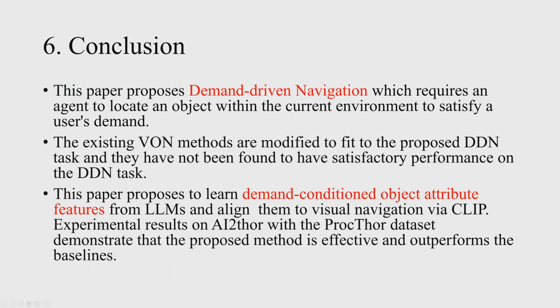In conclusion, this paper proposes demand-driven navigation, which requires an agent to locate an object within the current environment to satisfy a user's demand. The existing visual object navigation methods are modified to fit the proposed demand-driven navigation task, and they have not been found to have satisfactory performance on it. This paper proposes to learn demand conditioned object attribute features from LMs and align them to visual navigation via CLIP. Experimental results on AI2Thor with the ProcThor dataset demonstrate that the proposed method is effective and outperforms the baselines.